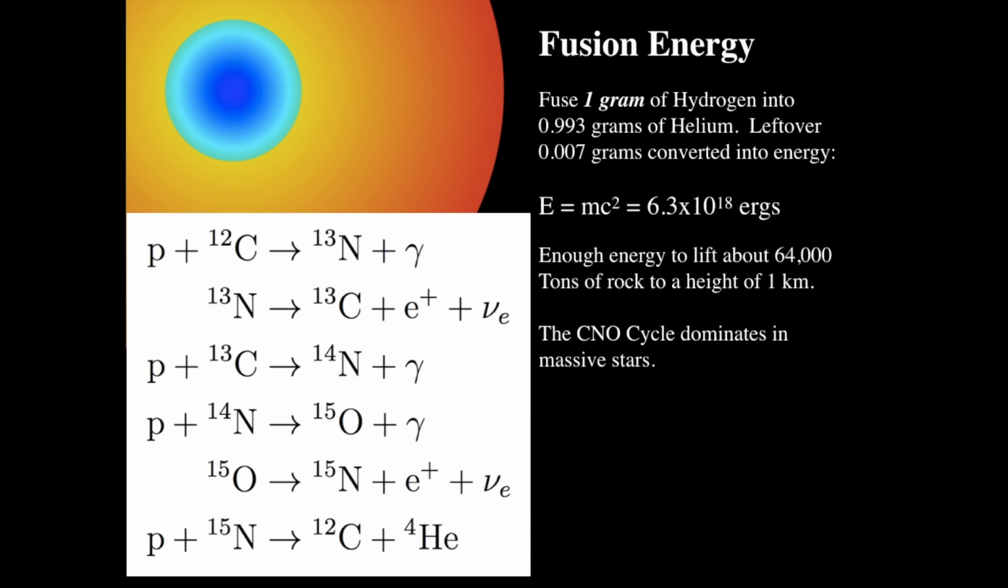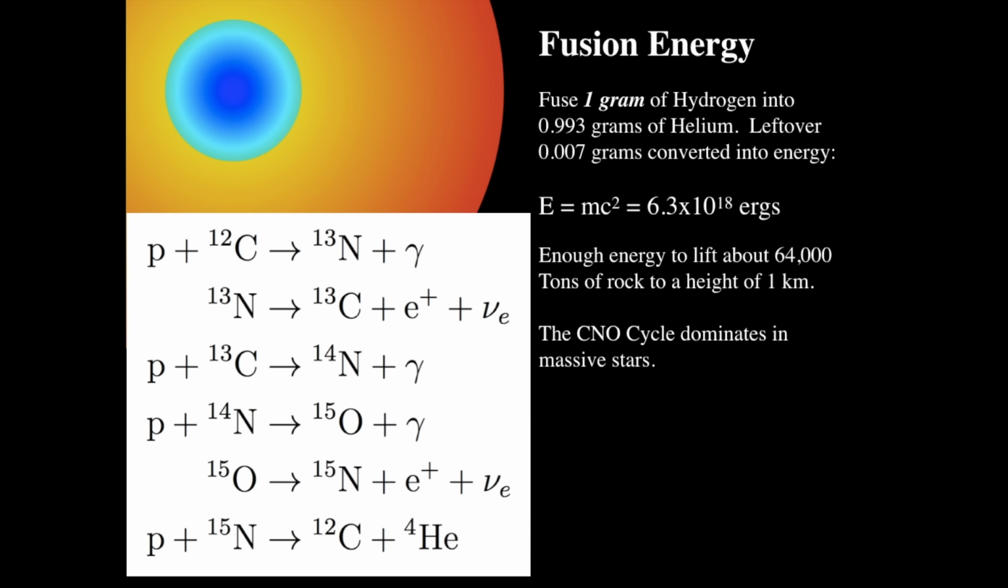Now, this is, of course, inefficient, but it's really interesting to return to the idea of what fusion energy gives you. Remember, when you fuse 1 gram of hydrogen into 0.993 grams of helium, it loses mass. Some of the mass of the 4 hydrogen nuclei, those 4 protons, gets converted into energy. About 0.7% of a gram gets converted into energy. And for every single one of those, that provides 6 times 10 to the 18th ergs, which is a huge amount of energy by comparison.